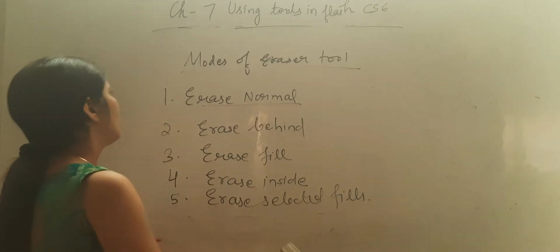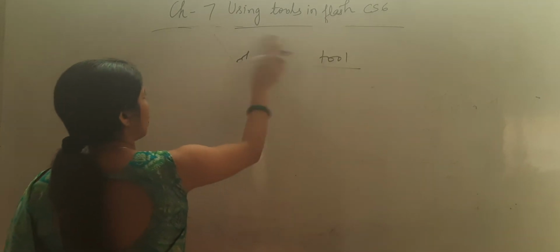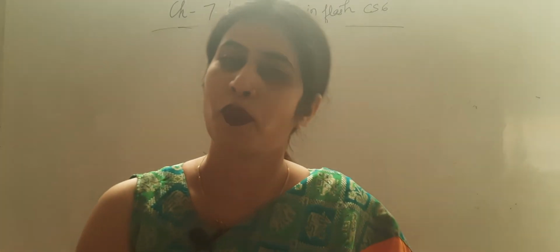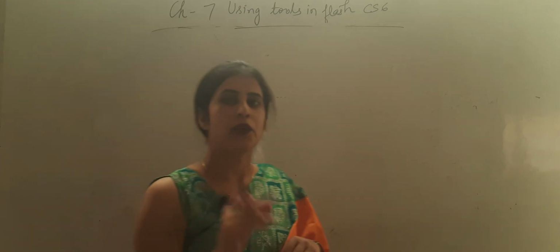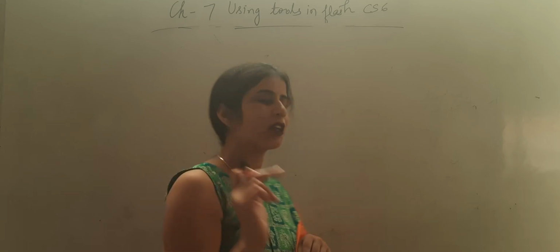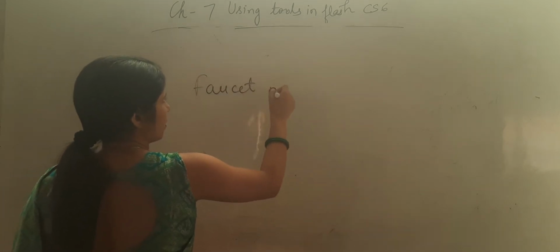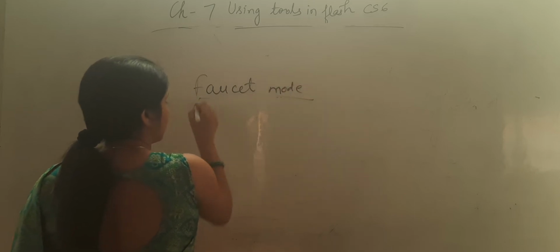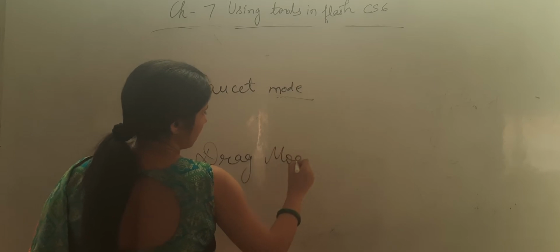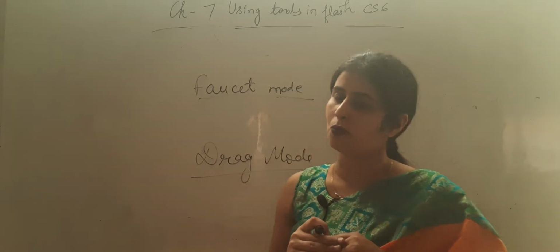Now there are 2 broad modes of the eraser tool. If we are classifying it broadly, there are 2 modes of it. First one is faucet mode, second one is drag mode. What are the uses of these 2 modes?